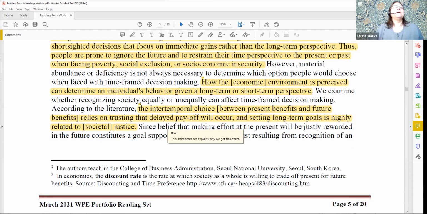And here's their explanation of why this happens. The intertemporal choice, and we've given an explanation here, this is a choice between present benefits and future benefits. So this intertemporal choice relies on trusting that delayed payoff will occur, and setting long-term goals is highly related to societal justice. So if you believe you live in an unjust society, you may not believe that you're going to get a delayed payoff. You may believe that if you deprive yourself of everything for 10 years to save up money for a down payment, that chance is going to be snatched away from you because we live in an unjust society.